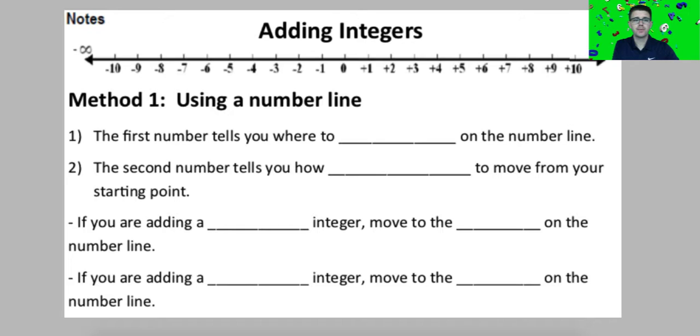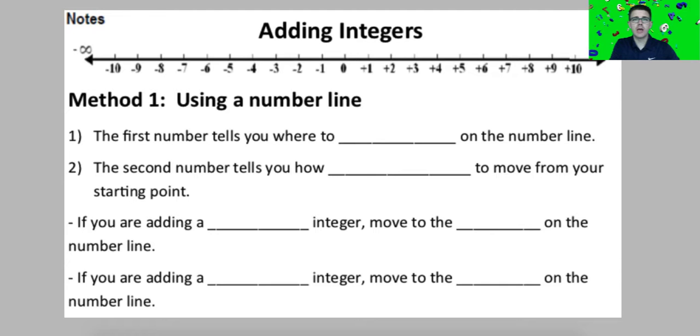All right, this lesson is on adding integers. As you can see from our essential question, it says, how can you use a number line or a rule to add integers? So we're going to explore two different methods for adding integers. Hopefully one of them really sinks in with you and makes you feel comfortable with adding integers. So the first is using a number line.